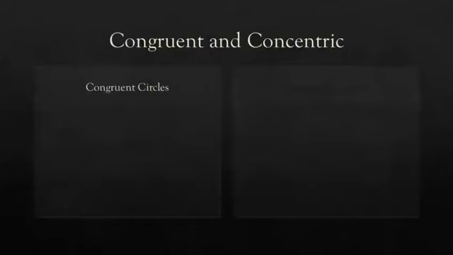What about congruent and concentric circles? A congruent circle is two or more coplanar circles that share the same radius. So let's think about that. They have the same size because their radius is the same. They have the same shape because they're both circles. So that means they're congruent.